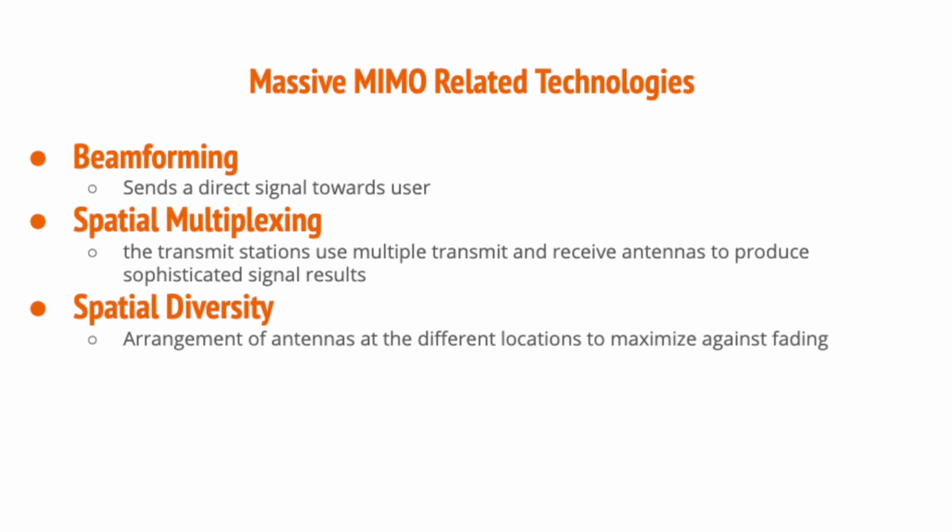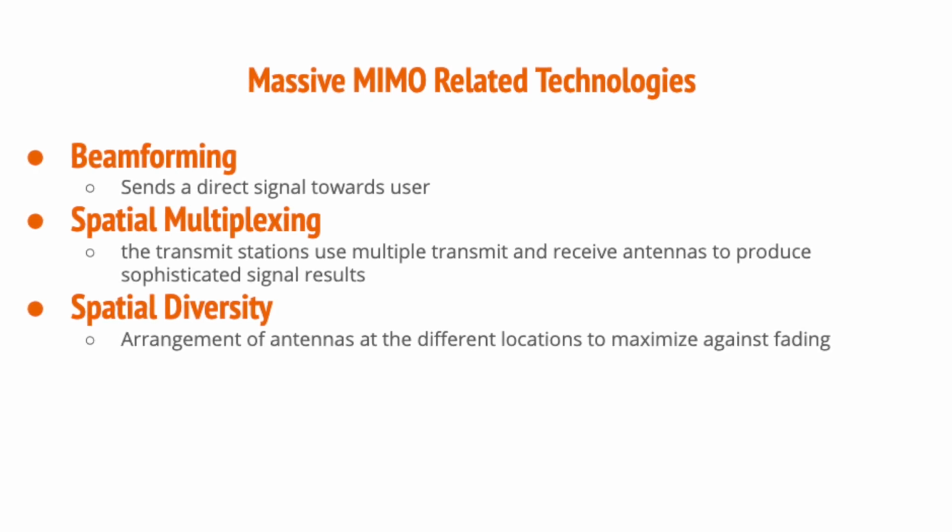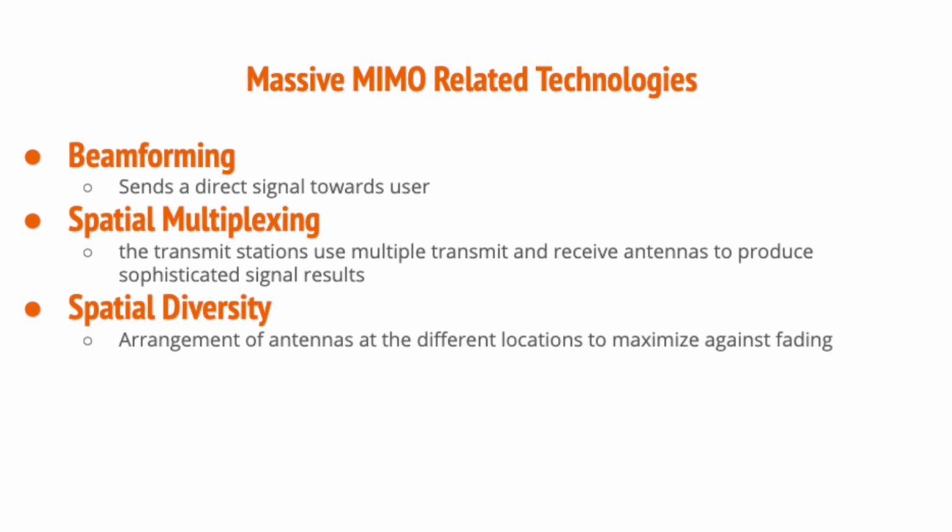The next concept is spatial multiplexing. Spatial multiplexing requires MIMO antenna configuration. In spatial multiplexing, a high rate signal is split into multiple lower rate streams, and each stream is transmitted from a different transmit antenna in the same frequency channel.